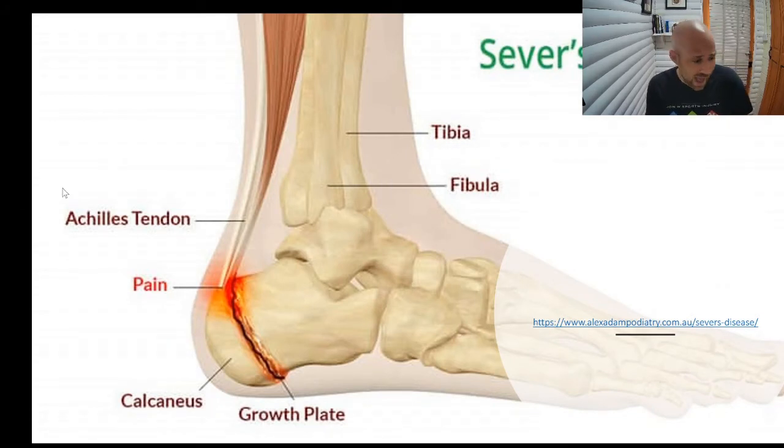So if we look at this, you can see that we've got this calcaneus, which is the heel bone, and we've got this area here, which is a growth plate. But you can see that this tendon comes right the way down and attaches into there. So if we're using these muscles and we're developing too much dysfunction in these muscles via the Achilles tendon, that pulls on that growth plate and that causes the soreness. And that's why your child is getting that pain in the back of the heel.